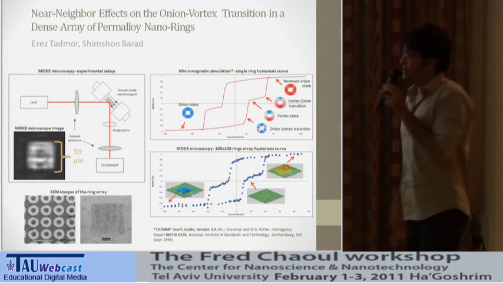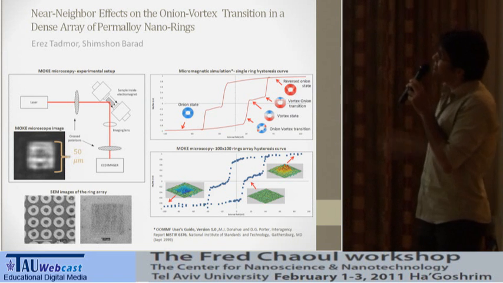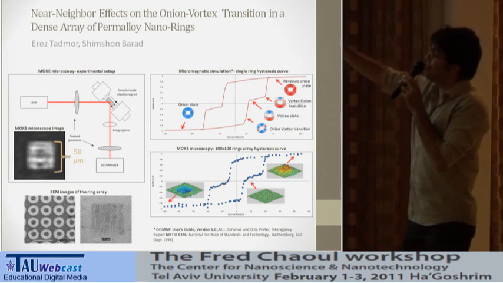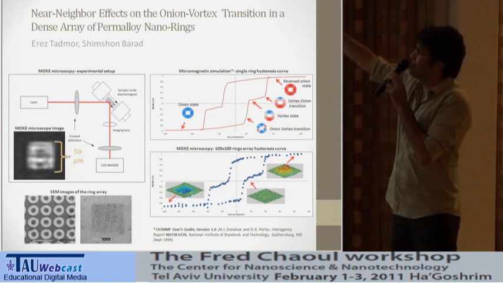The reason to study rings is because they exhibit a vortex state. This is their hysteresis curve. If you know hysteresis curves, they usually have two stable states. You can see this curve of the ring has three stable states.